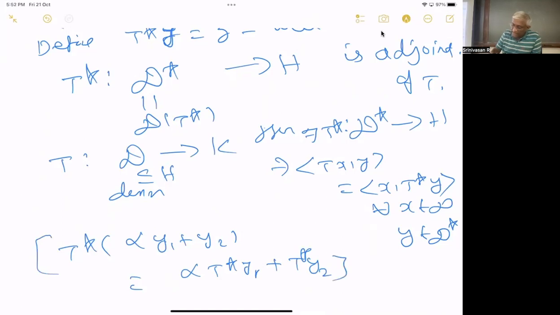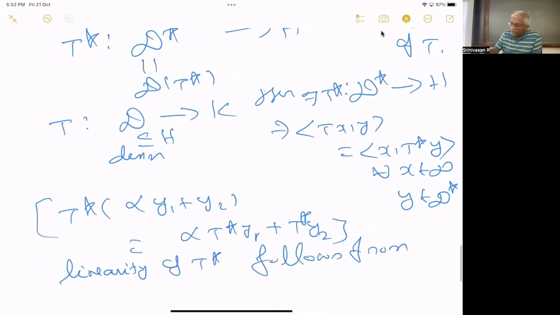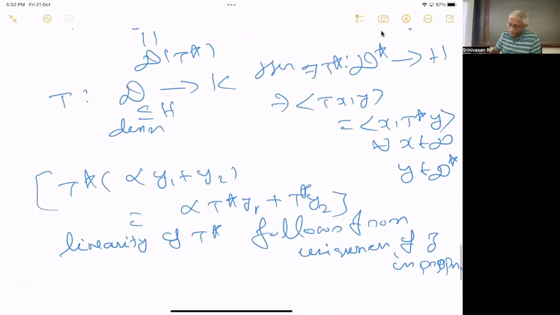So linearity of T star follows from uniqueness of Z in the lemma, in the proposition. Okay. The proposition we have a Z. It is the uniqueness of the Z that says this is linear. Okay. And T star is also linear. You can just check. Sorry, T star is also unique. T star is linear, this was.